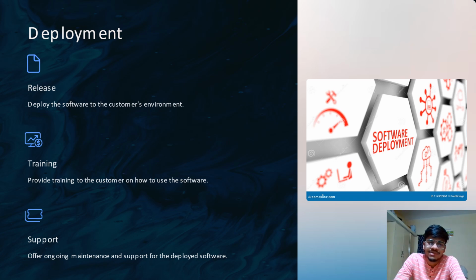Then we have the deployment phase. Deployment consists of three subparts: release, training, and support. Release means deploying the software to the customer's environment. Then training means providing training to the customer on how to use the software. You have made the software, but your clients need hands-on experience with how to use the product and its updates. So for that you give some kind of training.